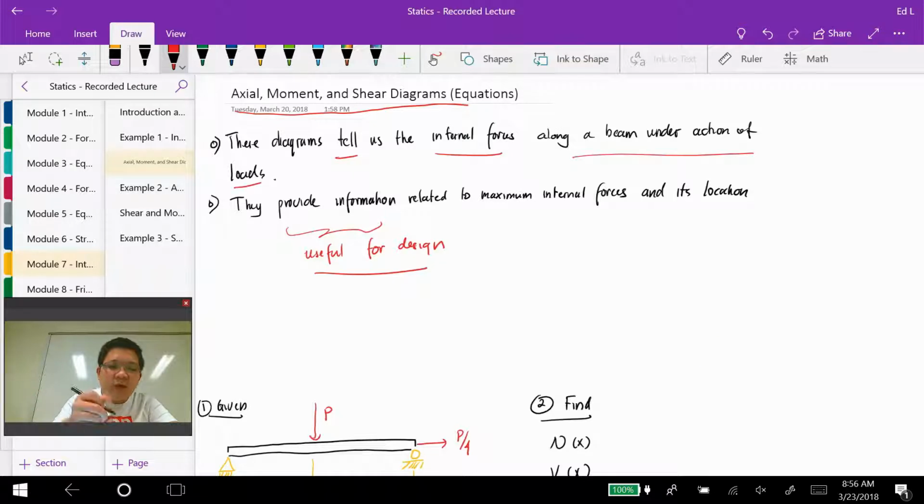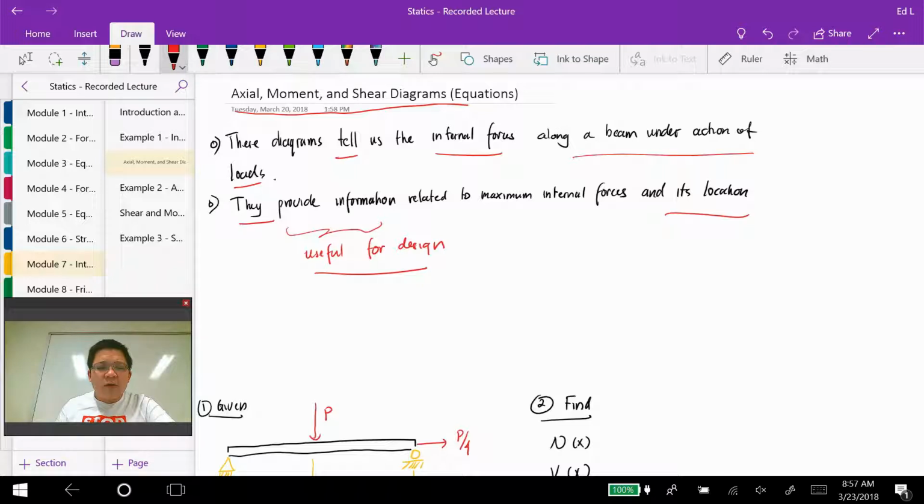These internal force diagrams tell us the internal forces along a beam under the action of the loads, the action of the forces or moments. They provide useful information related to the maximum internal forces, but it could be the minimum. Remember we have the sign conventions, whether it's positive or negative. And then where is it located? Where are that maximum or minimum internal forces located?